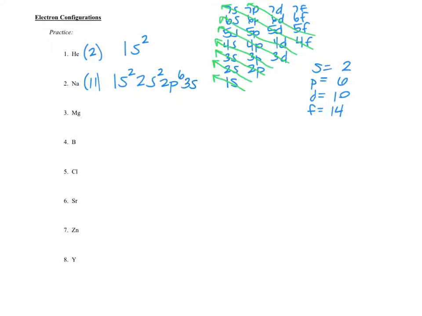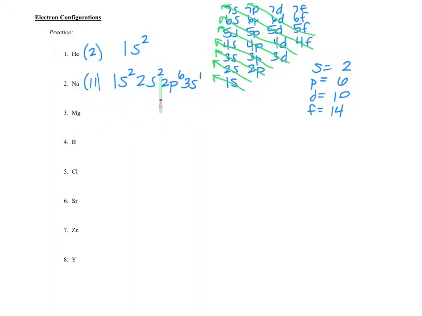Now in this case, the s can hold a maximum of 2, but there's only 1 more electron that needs to be seated, so you put a 1. You do not put a 2 there. You're saying there's 1 there. And then what's going to happen is if you add together the superscripts, it's going to equal the number of electrons you had to seat. So 2, 2, 6, 1 is 11 electrons.